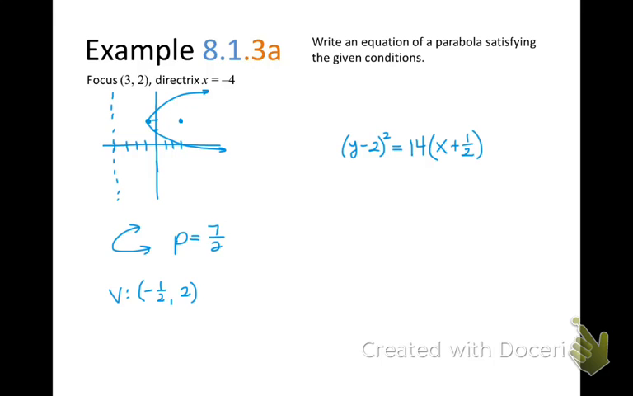Yep. So this coefficient here in our equation, from one of our first few slides, is supposed to be 4p, right? And p is 7 halves. So if you multiply 7 halves by 4, you get 14. Okay. All right, one more.